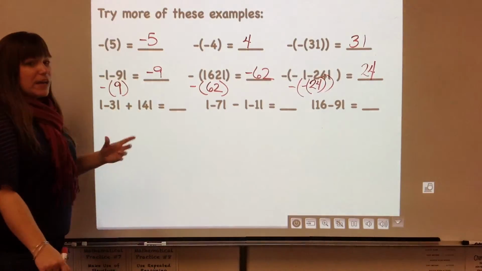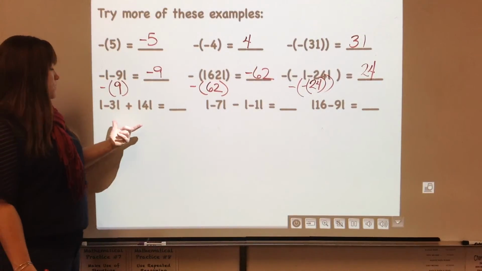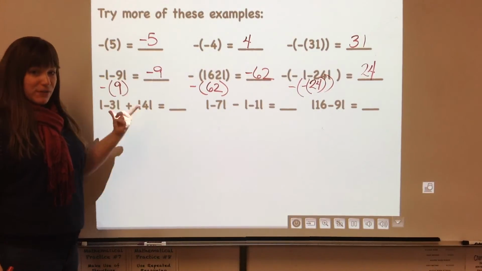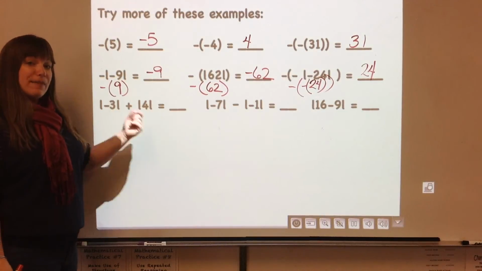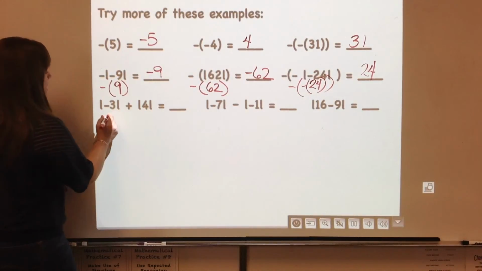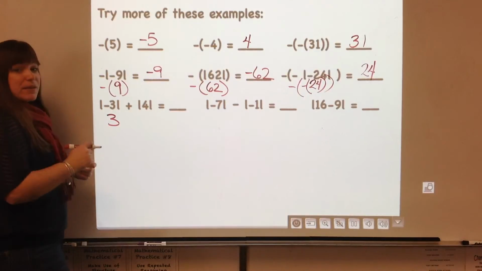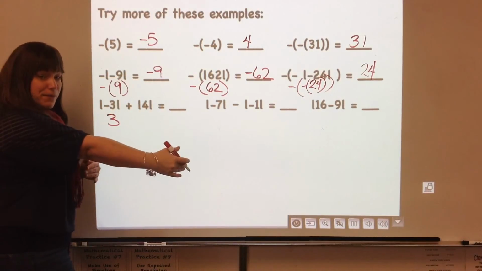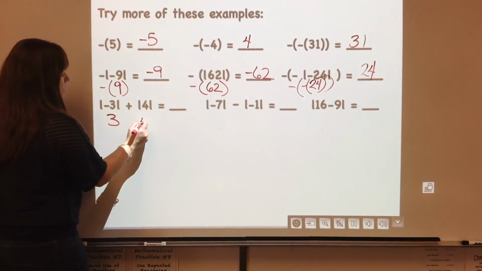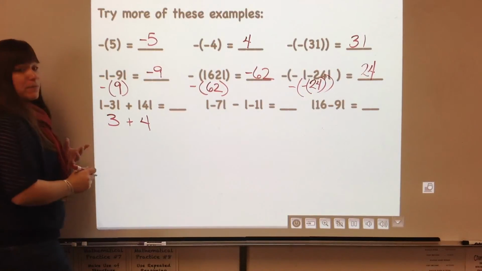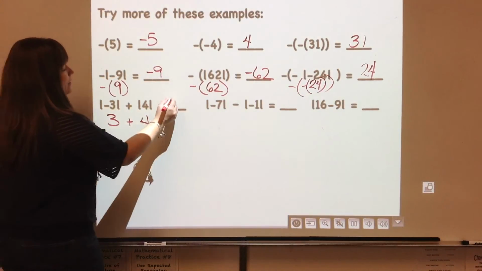This one, we have two absolute value symbols being added together. So you have to find the absolute value first and then add. So the absolute value of negative 3, how far away is negative 3 from 0? It is 3. How far away is 4 from 0? 4, and then add to get 7.